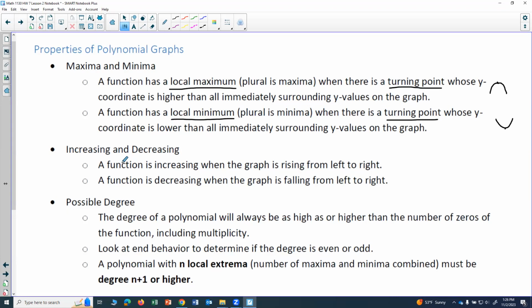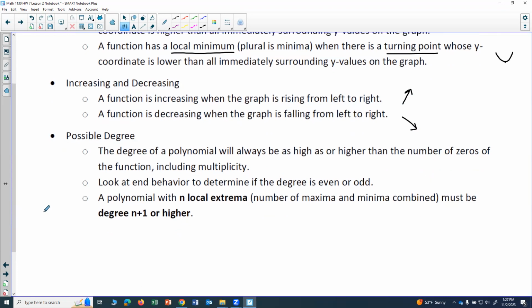For increasing and decreasing, a function is increasing when the graph is rising from left to right, so going like that. And a function is decreasing when the graph is falling from left to right, so sloping downward from left to right.